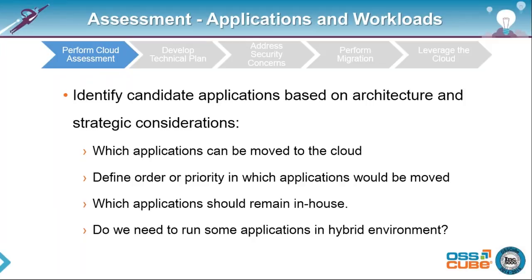What should be the priority? Which applications will give you the most benefit to your business? What applications should not be moved? They could remain in-house. And apart from these, there may be applications which neither can remain completely in-house nor can be completely moved to the cloud. So in case of such applications, we need to plan a hybrid environment. So we need to plan which parts of the application can remain in-house, which part will move to the cloud, and how the two parts will communicate.